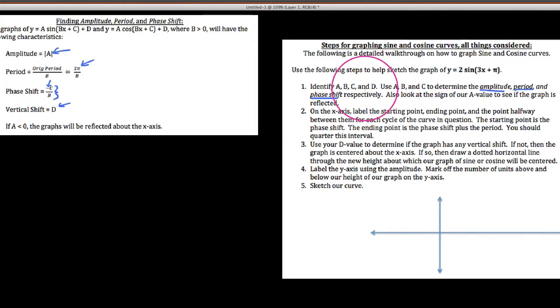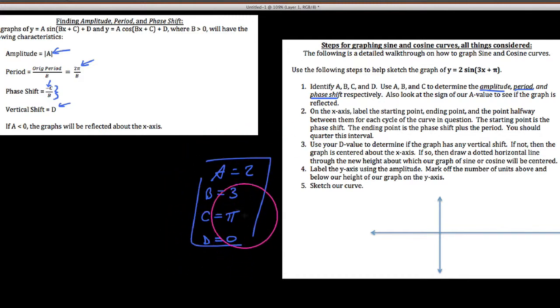Okay, so we say what are our values here? We're going to list them out over here. We say a is equal to 2. Looks like our b value is 3, and then we say our c value is pi, and then we say our d value is, that's a d, that's not a p, d. 0. So we say here are all of our values. So we're going to list out the amplitude. We know that from our chart up here, we say the amplitude is the absolute value of a, which in this case the absolute value of 2 is 2.